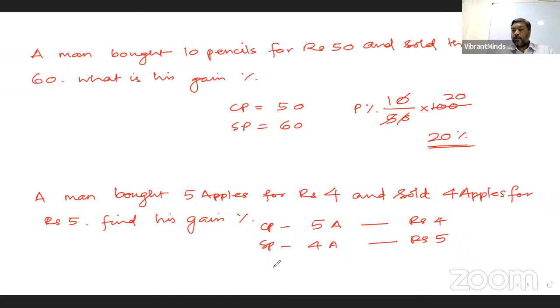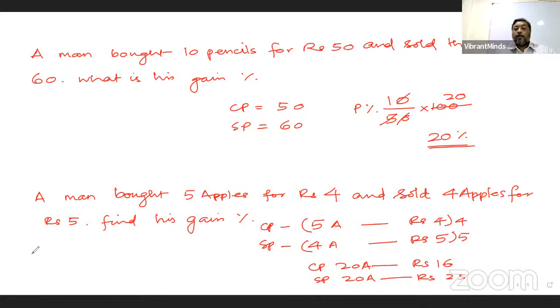What you do now is like this. You multiply this by 4 and you multiply this by 5, because I will make the number of apples equal. So what will happen here? 20 apples he bought for rupees 16 and 20 apples are sold for rupees 25. Did you get my point? This will be his cost price and this will be his selling price.